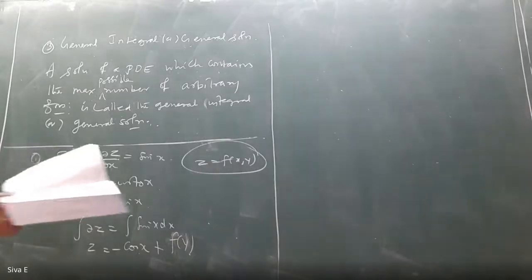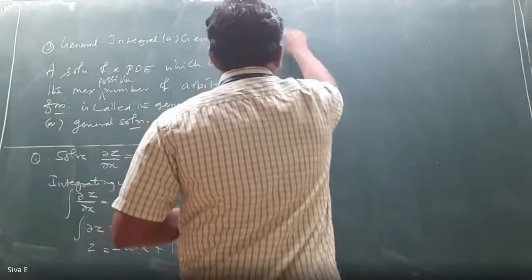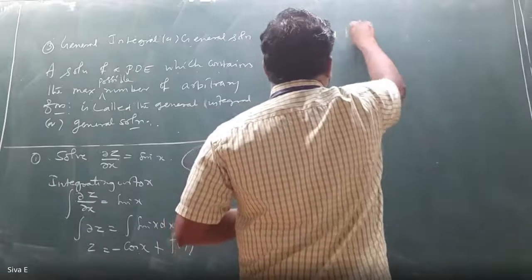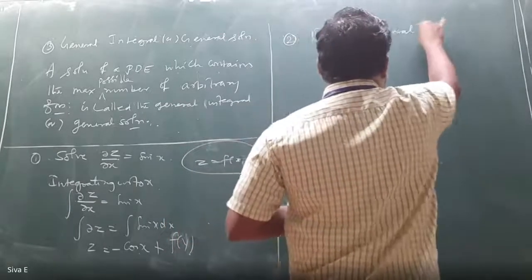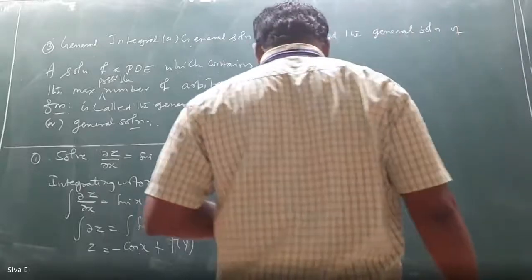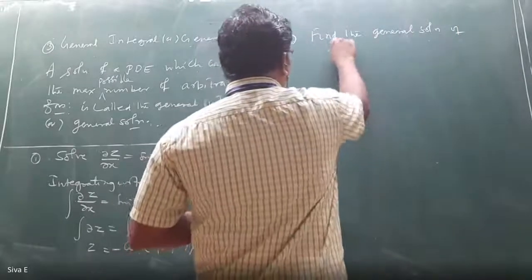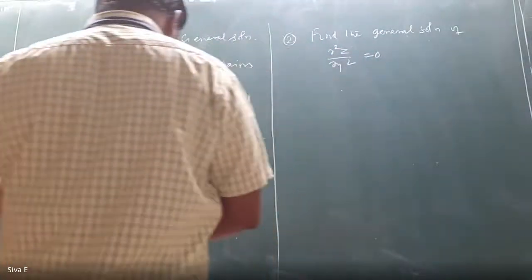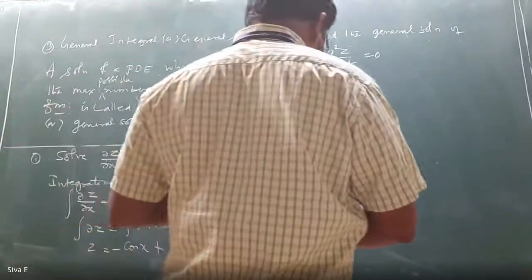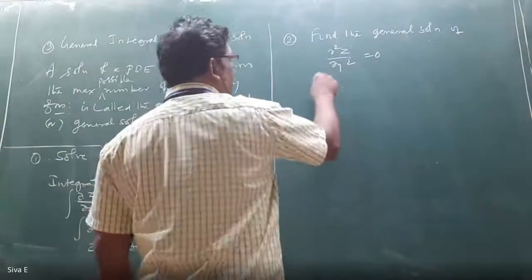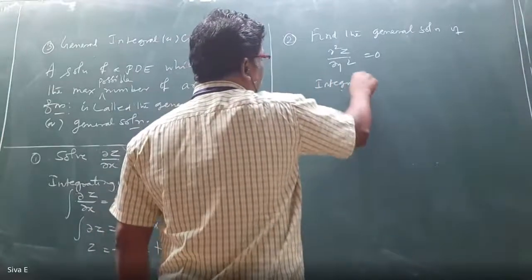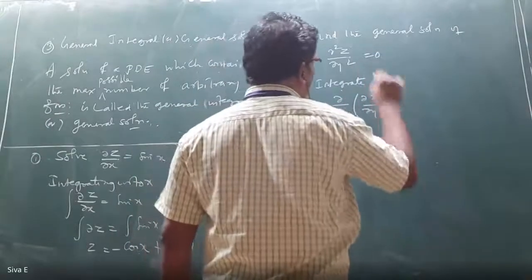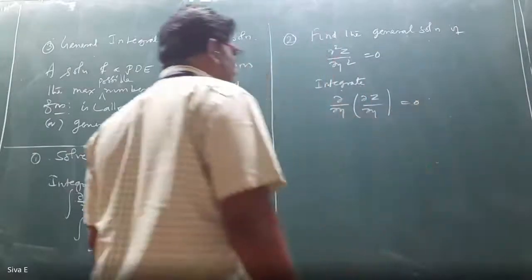So here, and the second example, at least the second one also, can you tell that? Find the general solution of ∂²z/∂y² = 0. Then how can you integrate it? If you integrate, what do you get? ∂/∂y of (∂z/∂y) equals 0.